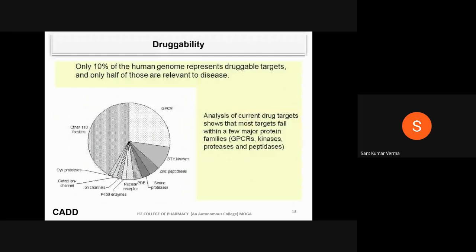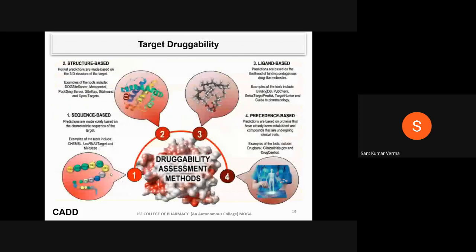Target validation. After identification of the target, you need to validate the target, and for this, you identify whether the target is druggable or not druggable. Only 10% of the human genome represents druggable targets, and only half of those are relevant to disease. Analysis of current drug targets shows that most targets fall within a few major protein families like GPCRs, kinases, proteases, and peptidases.